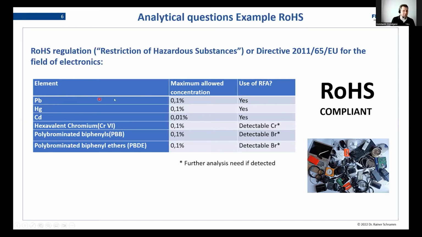As you can see in the table, for lead, mercury and cadmium, it's no problem to directly detect and quantify them. For the other ones, it's more difficult, because for chromium, while we can detect chromium, we cannot tell the difference between a chrome 6 and a chrome 3, for example. And this regulation only applies to the chrome 6. The same is true for these ones. We cannot see the biphenyls or biphenyl ethers, but we can see the bromine. We can detect the bromine.